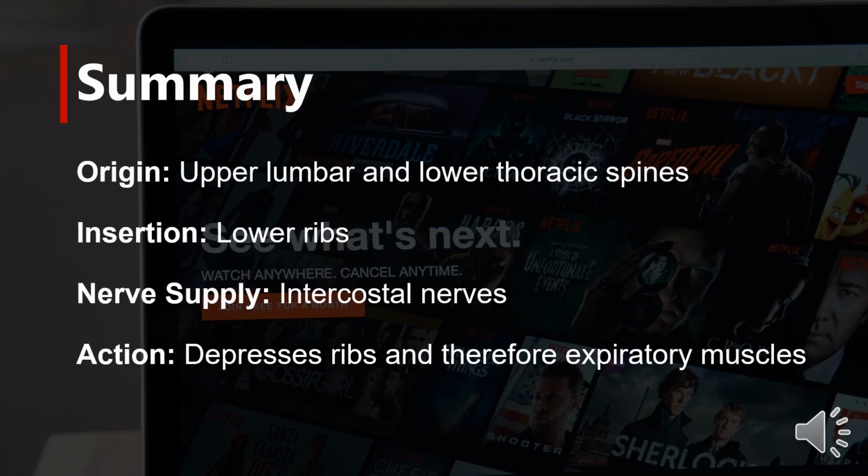So here is the summary of the serratus posterior inferior muscle. Its origin is the upper lumbar and lower thoracic spines. Its insertion is the lower ribs. Its nerve supply is the intercostal nerves, and its action, it depresses the ribs and is therefore an expiratory muscle.